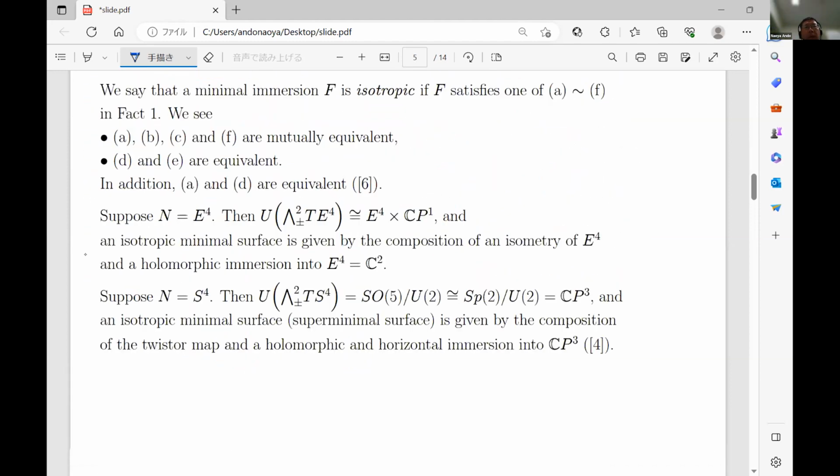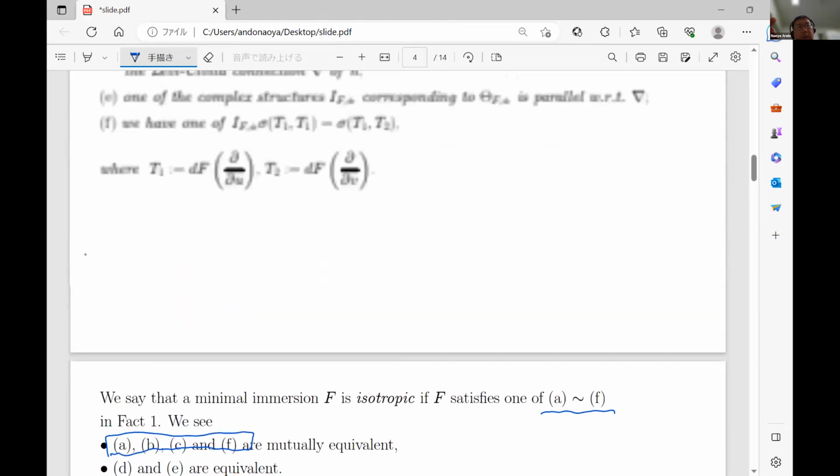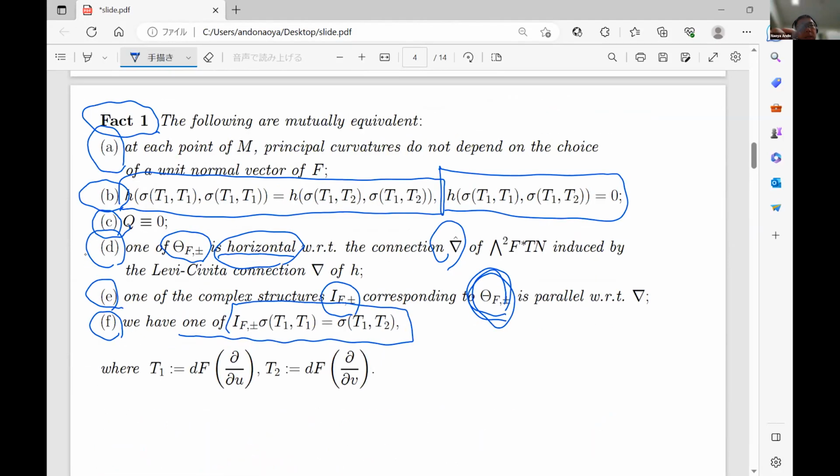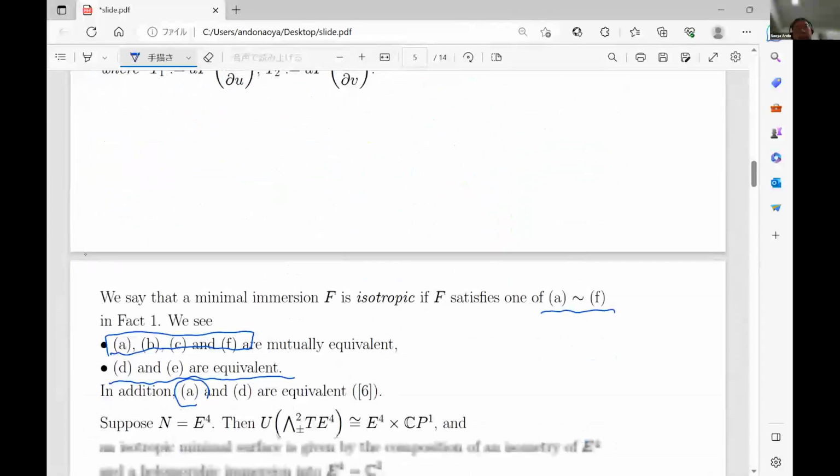We say that a minimal immersion F is isotropic if F satisfies one of the above 6 conditions. We see that A, B, C, and F are mutually equivalent. We immediately see that condition D and condition E are equivalent. In addition, condition A and condition D are equivalent. This was obtained by Friedrich.